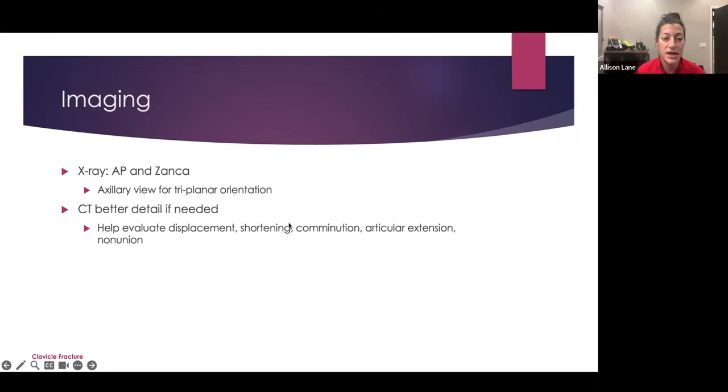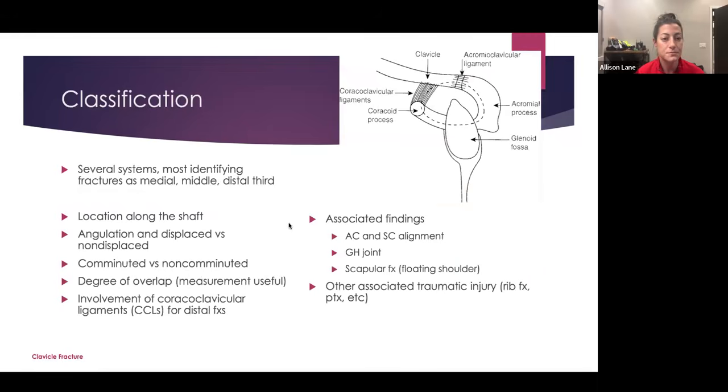So imaging, again, AP Zanca views, you absolutely can consider getting that axillary view so you can get that triplanar orientation again. But if you need better detail, obviously CT is available for that. There are so many different classification systems. Most of them are going to be describing the thirds again, but location along the shaft, whether it's angulated or not, comminuted, degree of overlap, which measurement is important for, and then involvement of those coracoclavicular ligaments.